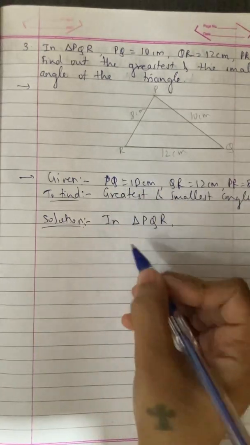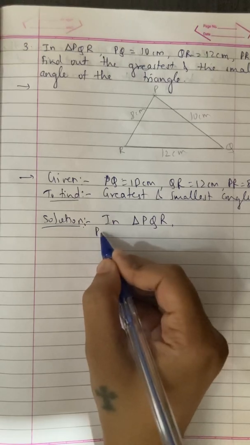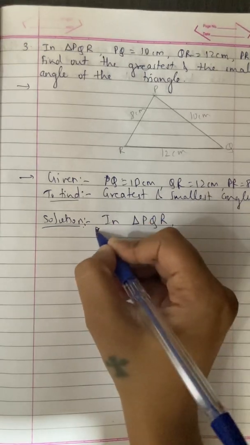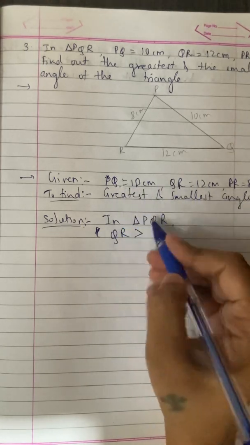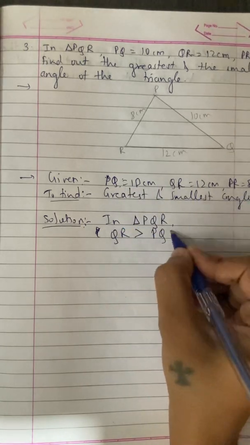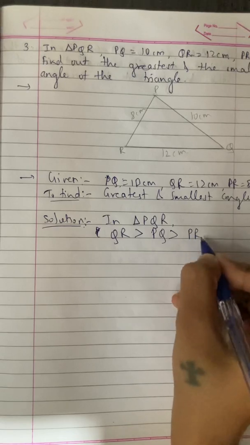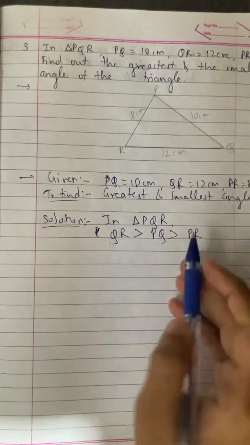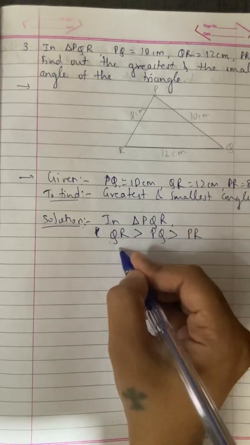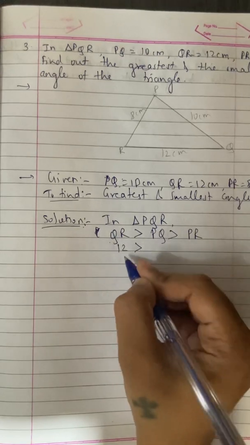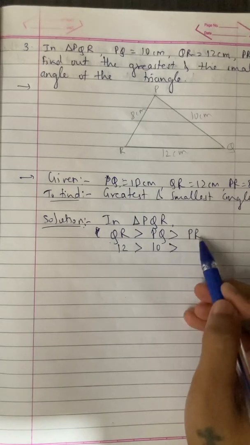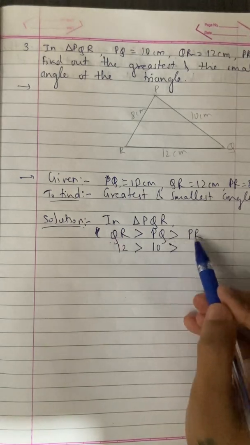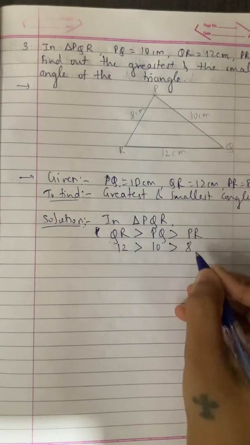What do we know? Which is the greatest side? QR. So QR is greater than, which is the second? PQ. And which is the third, last one? PR. Right? So QR is greater than PQ is greater than PR. What is QR? 12 centimeter. Why is it greater? Because 12 is greater than 10. PQ is 10, and PQ is still greater than PR because PR is 8 centimeter.